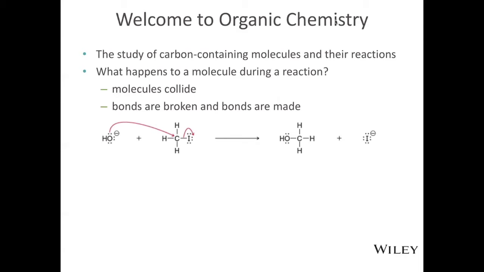For example, if we have this hydroxide ion and it collides with this iodomethane, we end up transferring the OH onto the carbon and removing the iodine. So we actually have a replacement here, or a substitution.